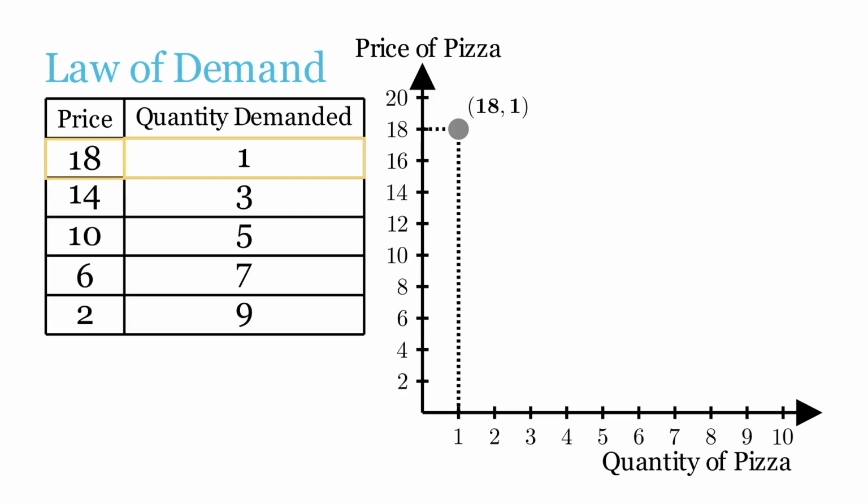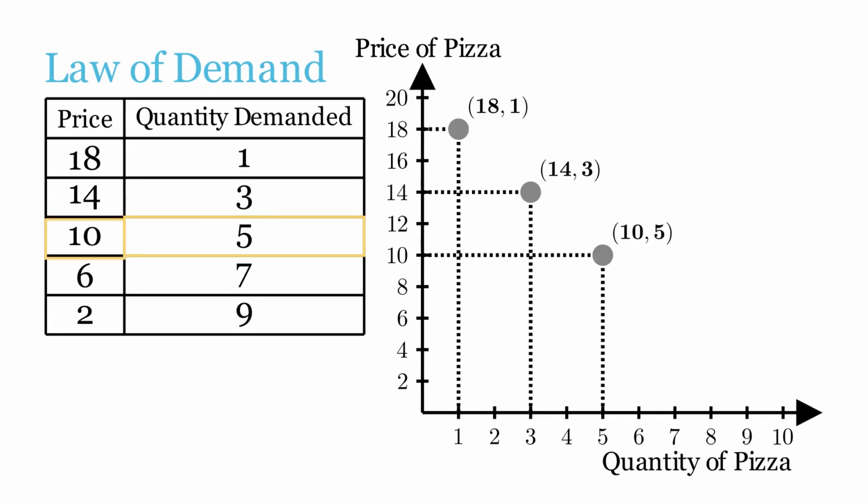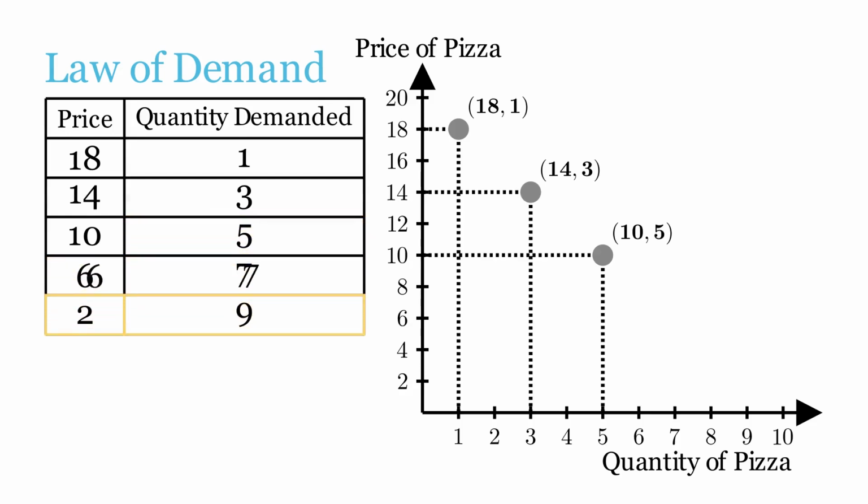Now when the price reduces from 18 to 14, the quantity demanded increases from 1 to 3. Let us plot this point on the graph as well. This dot shows that when the price is 14, the quantity demanded is 3. When the price further decreases from 14 to 10, the quantity demanded increases from 3 to 5. Let us plot this point as well. When the price is 6, the quantity demanded is 7, and when the price is 2, the quantity demanded is 9. Let us plot all these points on the graph.